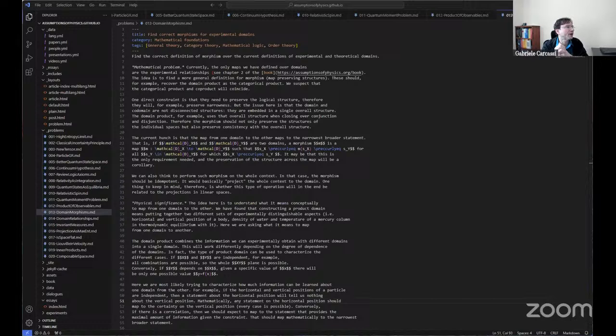Okay, so we have to preserve narrowness, but the issue is that the domain and codomains are not disconnected structures. They are embedded in a single overall structure. And the domain product, for example, uses the overall structure when closing over conjunction and disjunction. This is very technical. If somebody hasn't seen this structure, this makes absolutely no sense. Therefore, the morphism should not only preserve the structures of individual spaces, but also preserve consistency with the overall structure. The current hunch is that the map from one domain to the other should map to the narrowest broader statement.